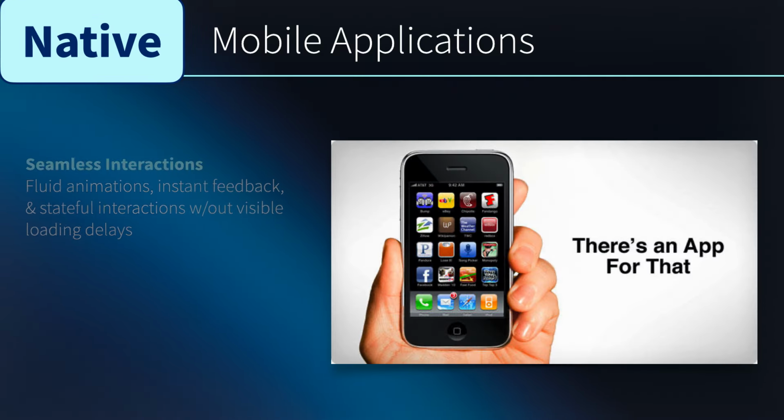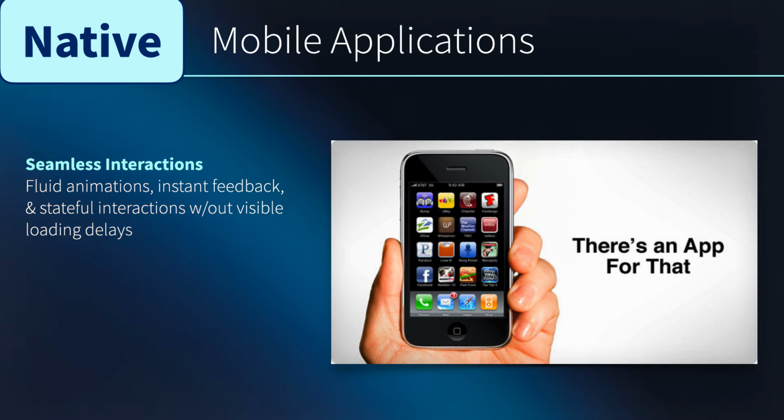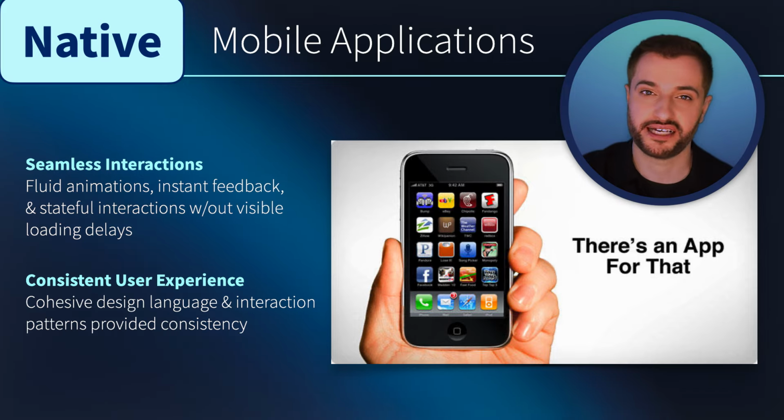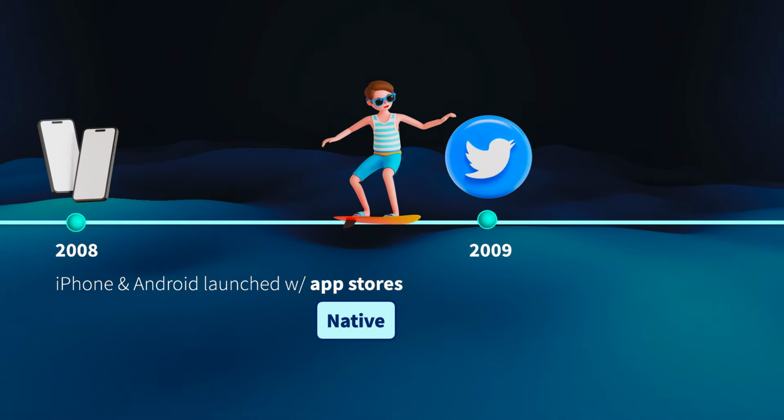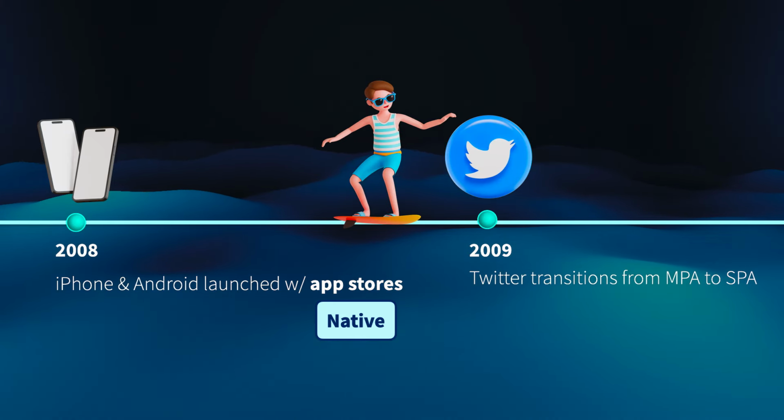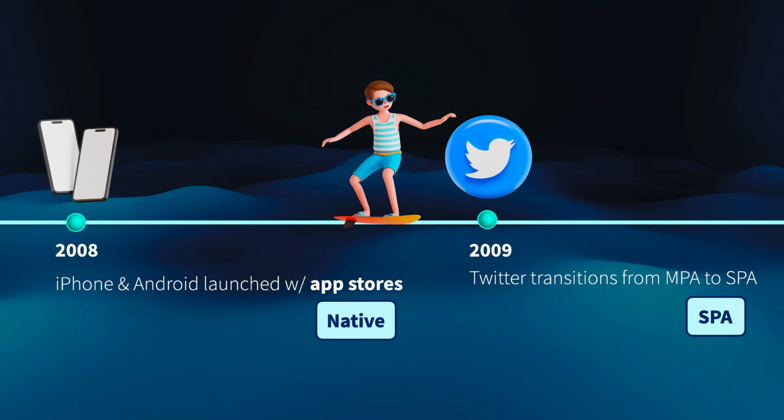These apps feature seamless interactions with fluid animations. Users experienced instant feedback and stateful interactions without huge loading delays. This set a new standard for what users expected from their digital experiences. So, it's not a coincidence that major platforms soon after, such as Twitter, transitioned from an MPA to an SPA, enhancing user experience with a dynamic interface.